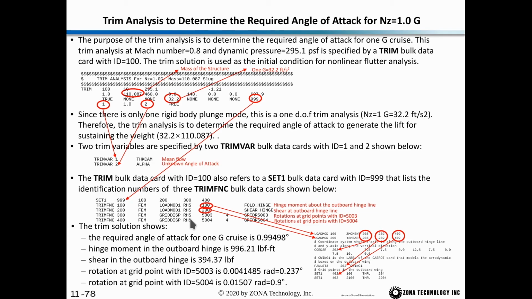So we're going to be able to monitor the hinge moment, the shear, and the rotation of grid points 5003 and 5004. The trim solution shows that the required angle of attack for 1G cruise is 0.99498 degrees, and the hinge moment on the outboard hinge is approximately 1,000 foot-pounds, and the shear on the outboard hinge is approximately 4,000 pounds. The rotation at grid point 5003 is 0.237 degrees, and the rotation of grid point 5004 is 0.9 degrees.